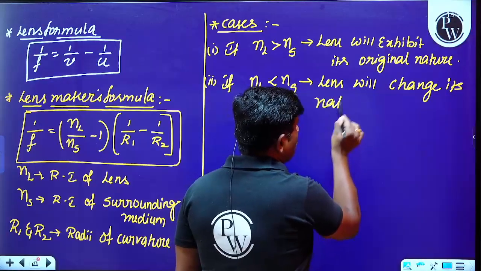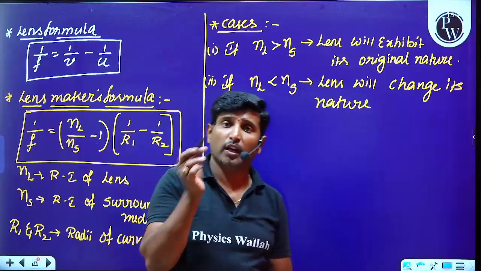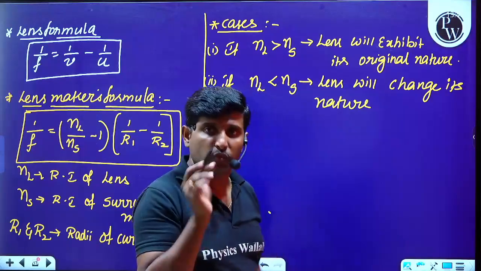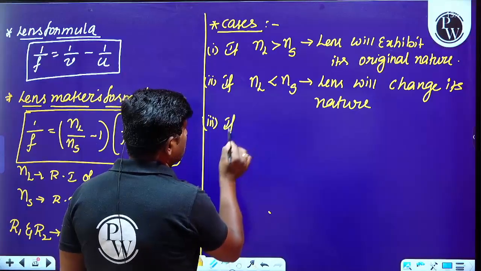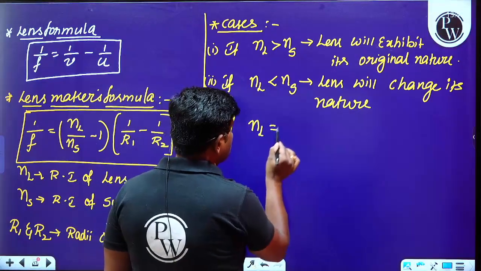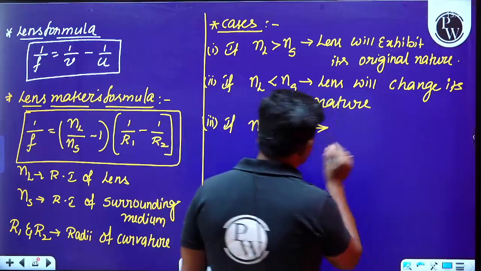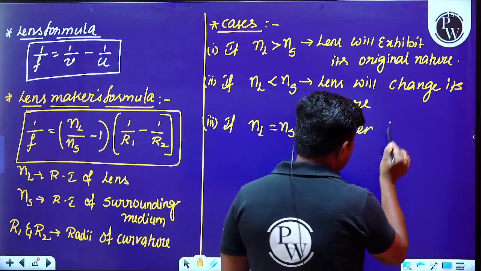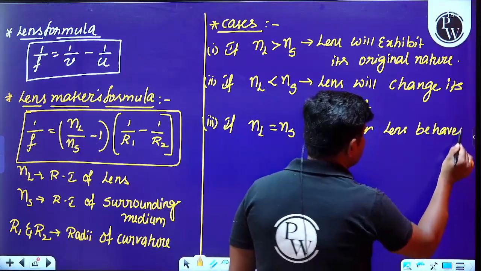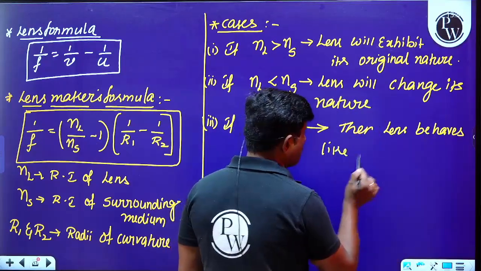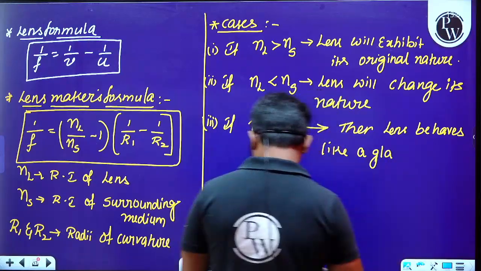That is, a convex lens will behave like a concave lens, and a concave lens will behave like a convex lens. And the third case: if NL is equal to NS, then the lens behaves like a glass plate or a transparent plate.